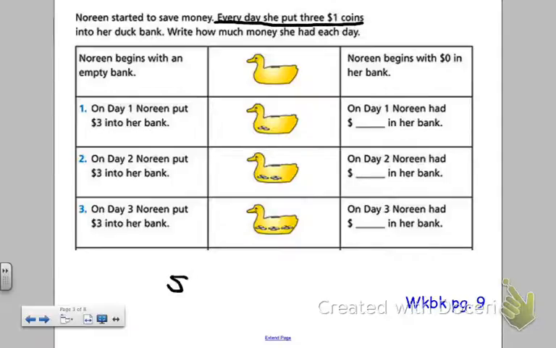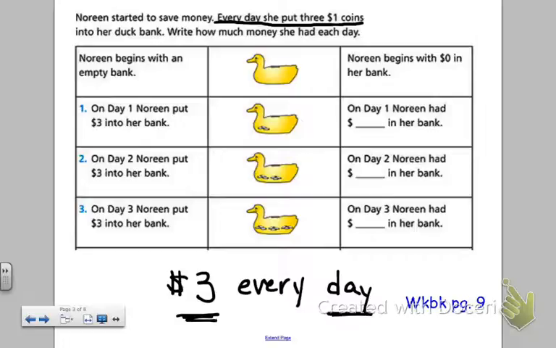She is putting in $3 every day. So we're talking about how many dollars and how many days that she's saving. Two completely different numbers, two completely different units. So let's start filling in our table. Noreen begins with an empty bank, obviously, so she starts with $0. And now day 1 comes along.